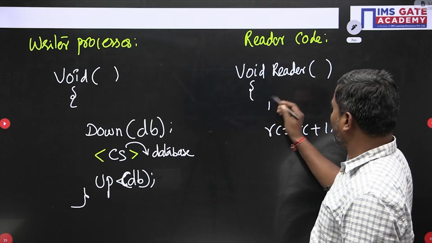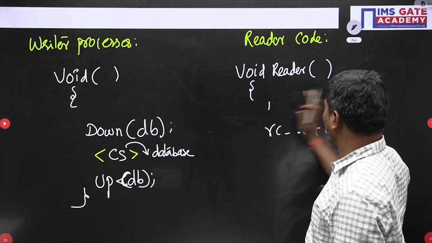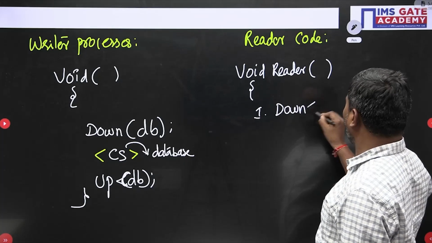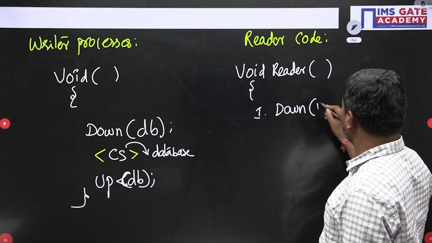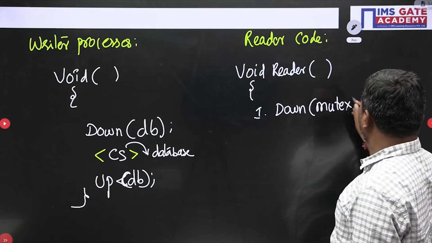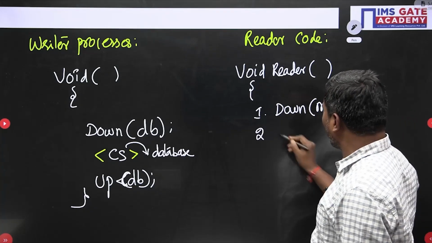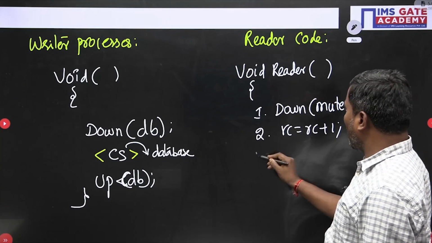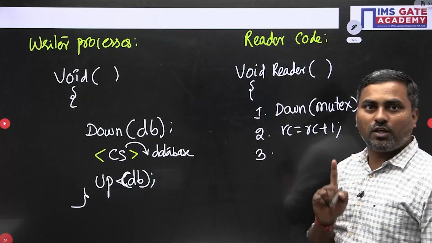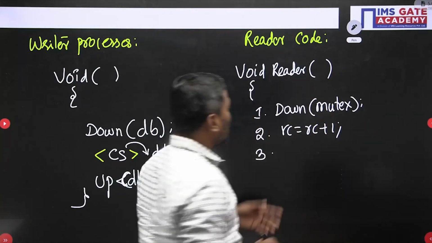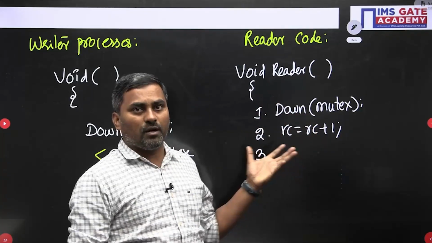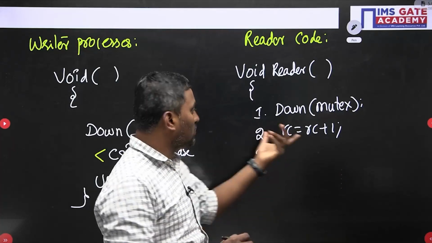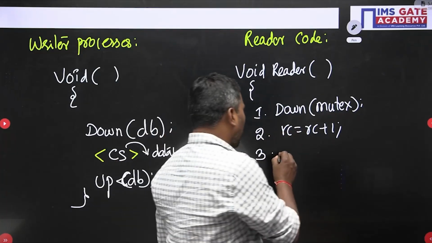So the first operation I should perform is down on mutex. The second operation is RC equal to RC plus 1, right? The mutex is initially 1, down to 0 successful, so that no other reader will come immediately. Because you should down the database, right? So I'm writing the third point, understand here.